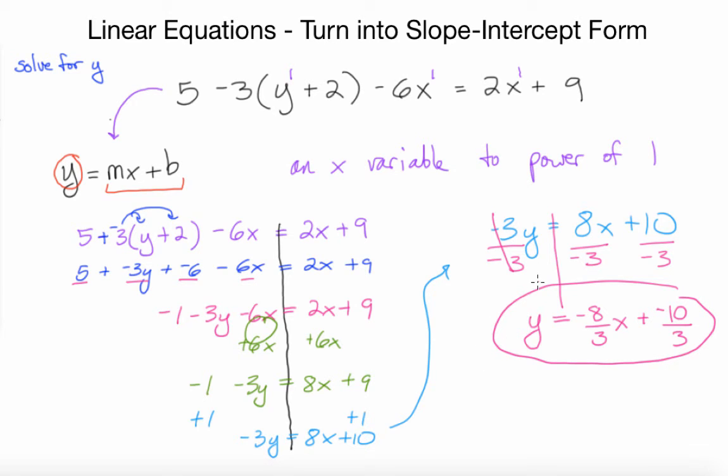How does that help me? Besides making it simpler to look at, a little more friendly on the eyes, we can see now that if I was to graph this equation, the slope, or the average rate of change, is negative 8/3. So it's a negative, a decreasing slope. And the y-intercept is negative 10/3. I know one point on the line now: the point where it crosses the y-axis. Okay, hopefully that was a helpful tutorial, thinking about how we take any linear equation, but specifically turn it into slope-intercept form.